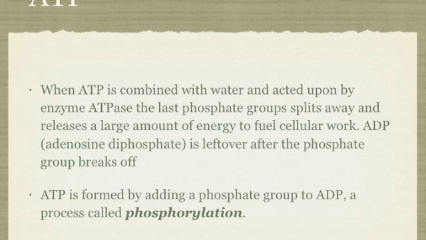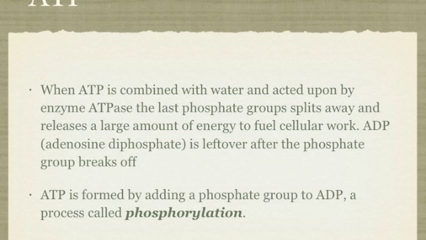So ATP, we split off a phosphate group. There's an enzyme called ATPase, which speeds up this reaction where we split off the phosphate. It liberates energy to fuel cellular work or our muscle contraction. And what we're left with then is ADP, or adenosine diphosphate.